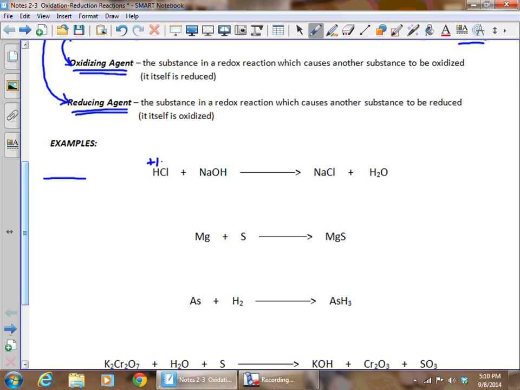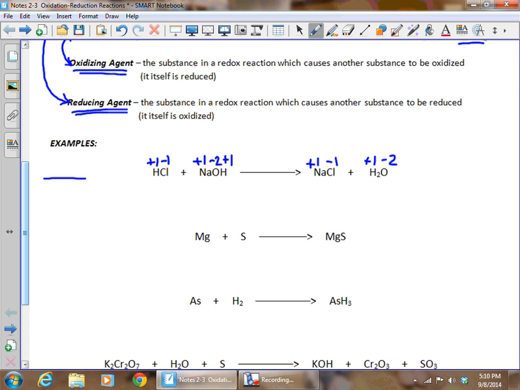We're going to find these oxidation numbers. Chlorine -1. Sodium's +1. Oxygen's -2. Hydrogen's a +1. Over on the other side, sodium's +1. Chlorine's -1. Hydrogen +1, oxygen -2.